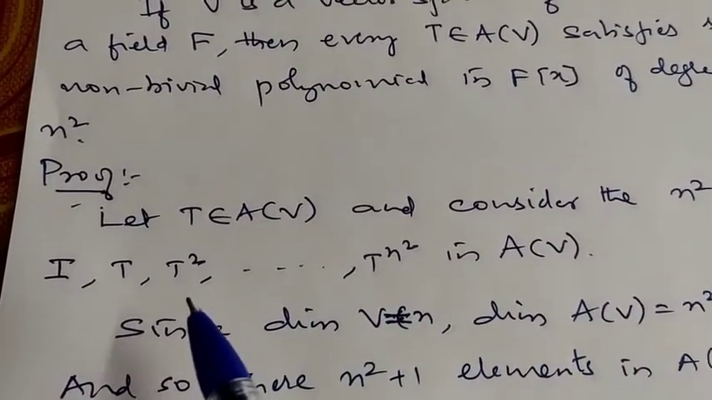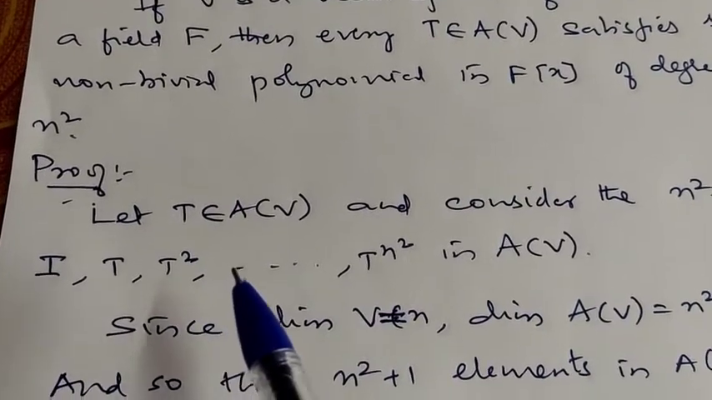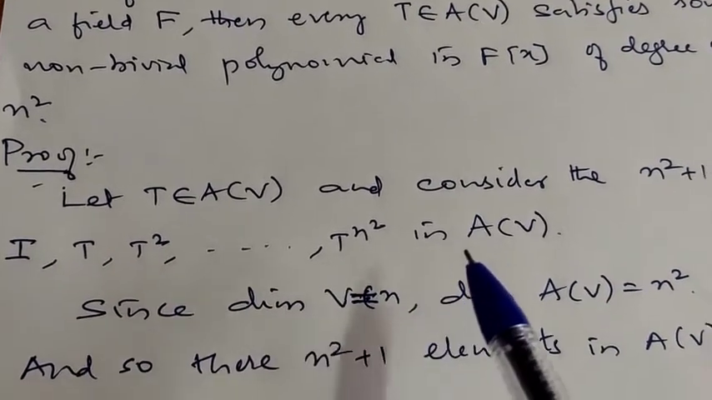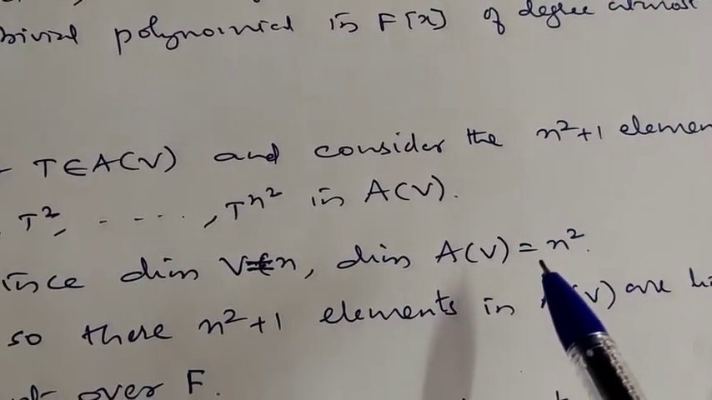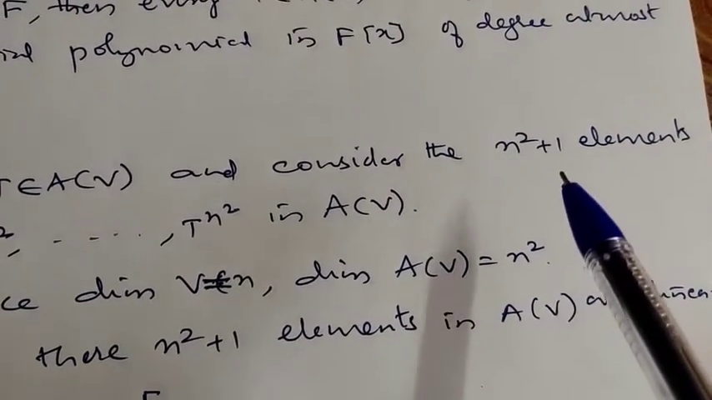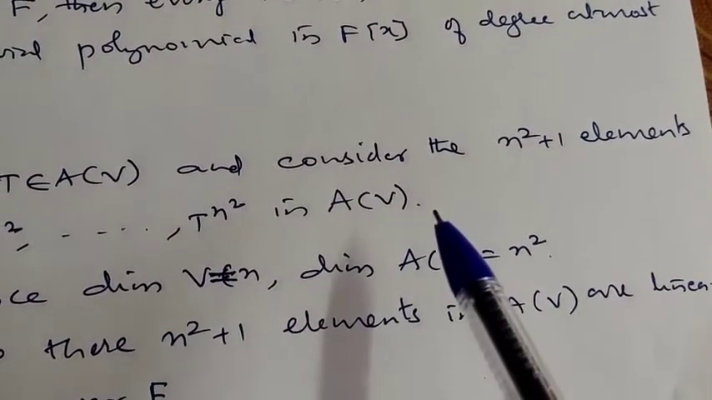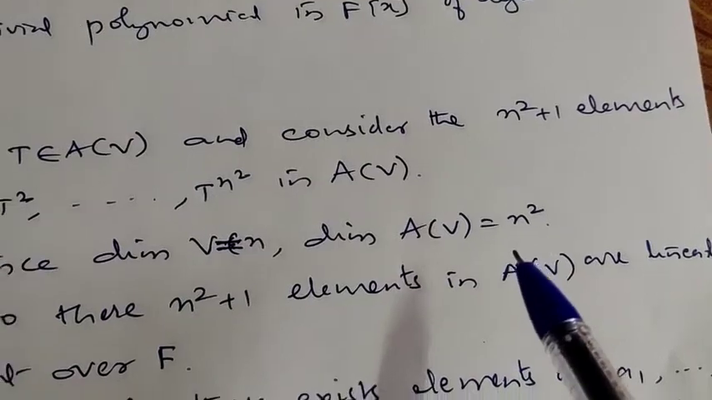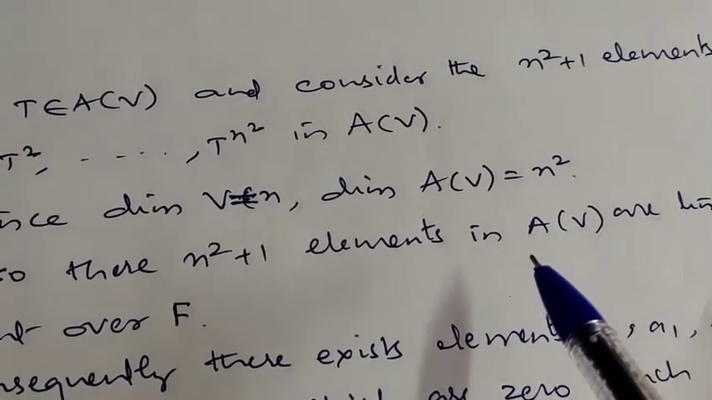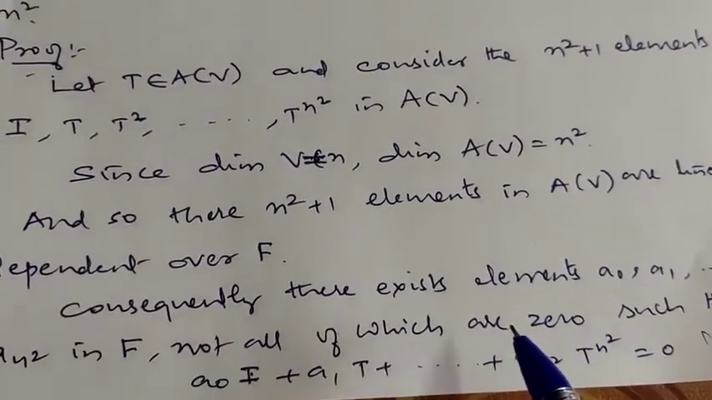We have 1, t, t square and so on, t power of n square in E of V. Now what is the dimension of E of V? The dimension of hom of V is n square. Now we have n square plus 1 elements in E of V. Therefore these n square plus 1 elements in E of V must be linearly dependent. So they are linearly dependent means what will happen?